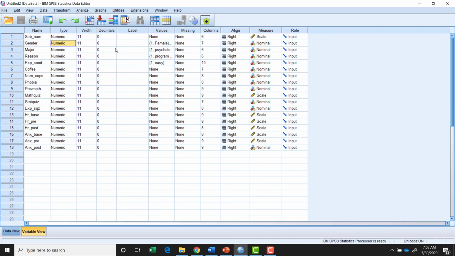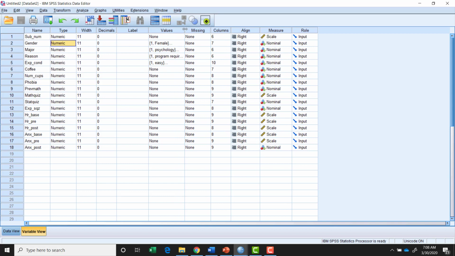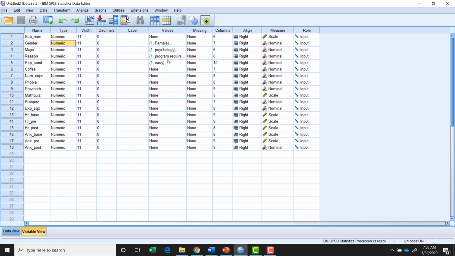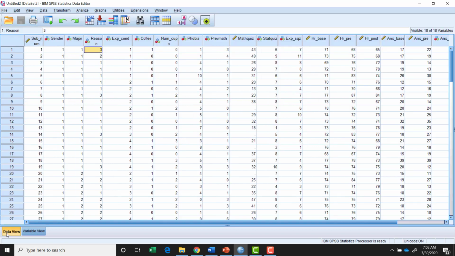Now, these on their own don't mean very much. And this kind of gets into our next section, which is data coding. But first, let's actually just add a new variable. We have the math quiz.